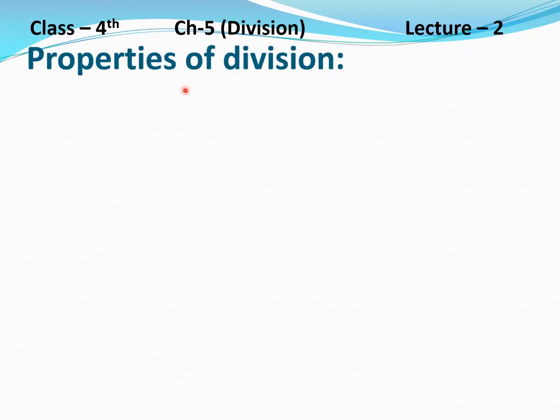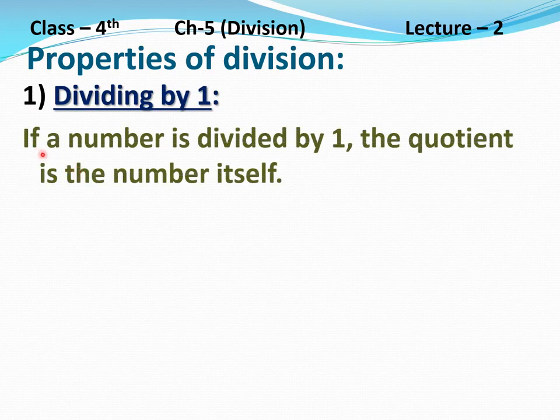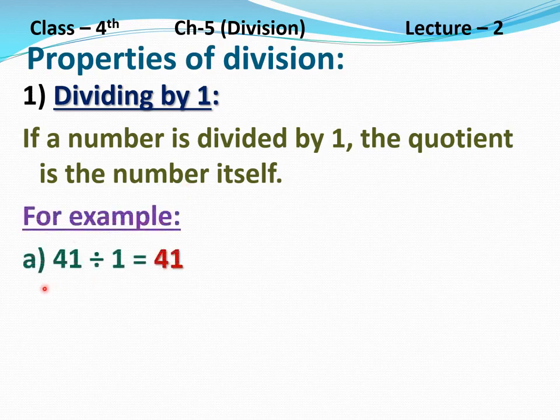Now, properties of division. First property, dividing by 1. If a number is divided by 1, the quotient is the number itself. अगर हम किसी नंबर को डिवाइड करते हैं 1 से, the quotient is the number itself. तो quotient आपका वही नंबर होगा. Clear? For example, A part 41 divided by 1 equals 41.